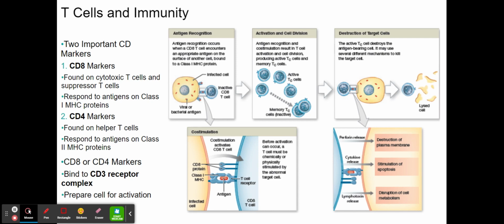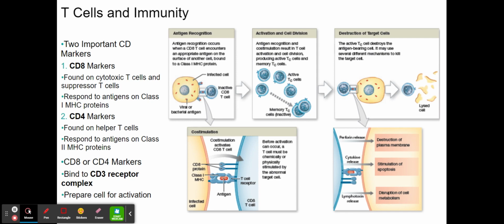One, the CD8 markers are found on cytotoxic T cells and suppressor T cells, which together are often called CD8 T cells or CD8 plus T cells. CD8 T cells respond to antigen presented by class 1 MHC proteins. And two, CD4 markers are found on helper T cells, often called CD4 T cells or CD4 plus T cells. CD4 T cells respond to antigen presented by class 2 MHC proteins.